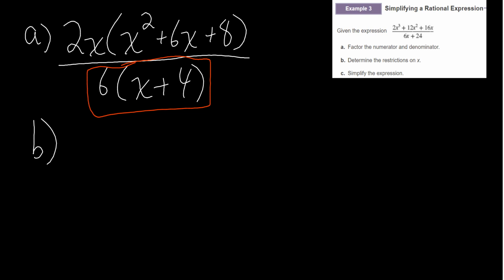Okay. So looking at my denominator here, what can my x be to make it a 0? Well, obviously it looks like a -4, right? Because if I plug in a -4 for x, I end up with -4 plus 4 is equal to 0. And of course 6 times 0 is 0. So it looks like x cannot be equal to -4. Okay. So that's the restriction on my rational expression.